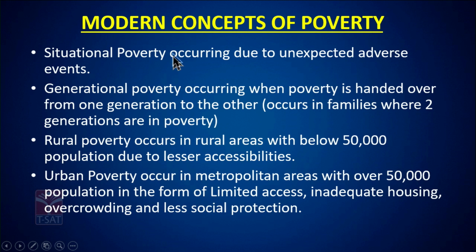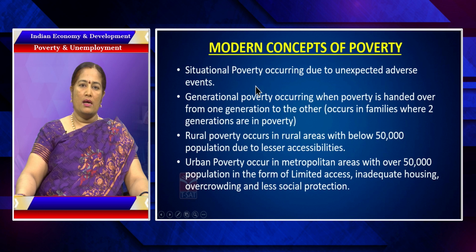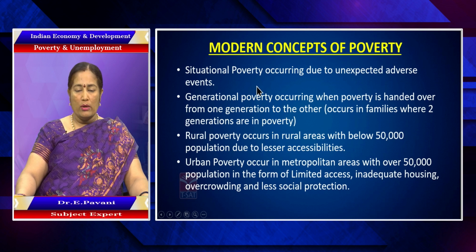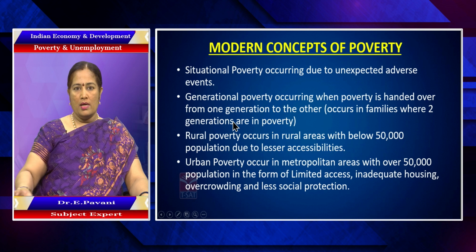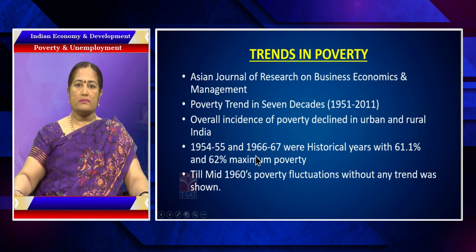So these are some of the important modern concepts of poverty which have come into existence with the changes in the time, changes in the traditions of the society, changes in the conceptual aspects in which poverty was looked upon. So modern concepts include situational poverty, generational poverty, rural poverty and urban poverty.